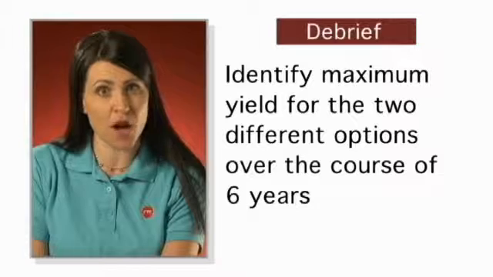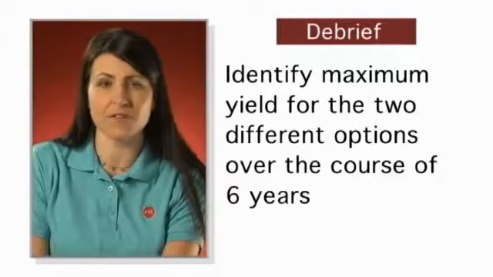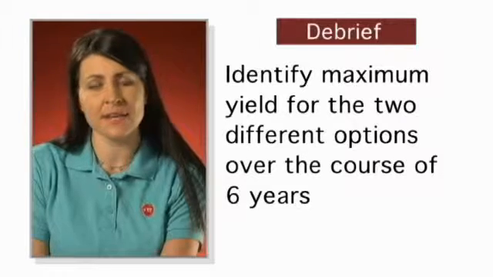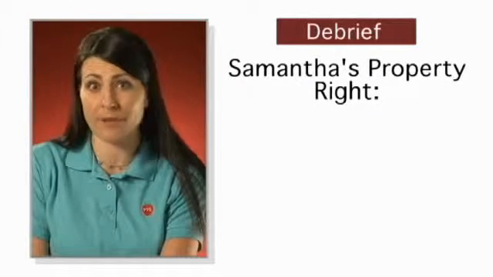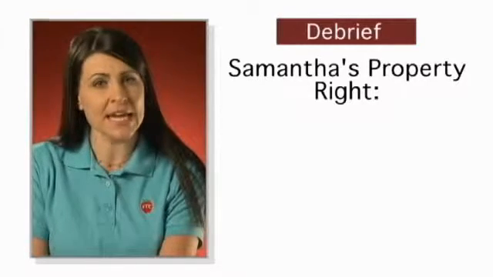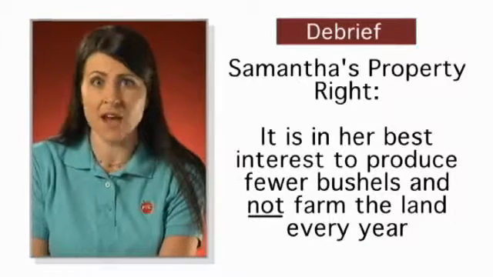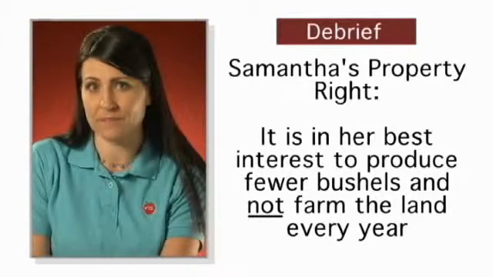To debrief this part of the activity with the whole class, first have the students identify the maximum yield for the 2 different options over the course of 6 years. Letting the land lie fallow every other year versus planting on all the land. Samantha's property right, or the fact that she owns the land and can realize a return from selling it if she keeps it productive, is what makes it in her best interest to produce fewer bushels and not farm all the land every year.